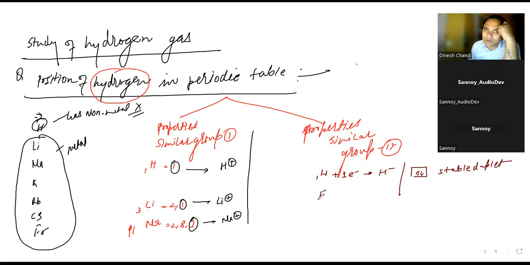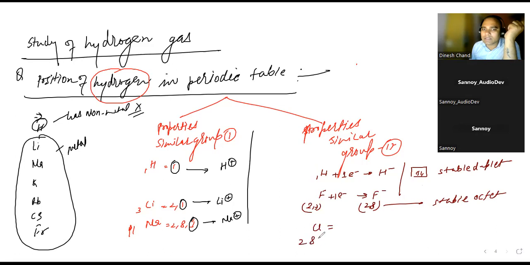Now go to fluorine. Fluorine also takes 1 electron and forms F minus, which is stable. Its configuration was what? 2, 7. So it becomes 2, 8. So by gaining 1 electron, it becomes a stable octet. While gaining 1 electron, they become stable, like chlorine, 2, 8, 7. This is there, and it is gaining 1 electron.